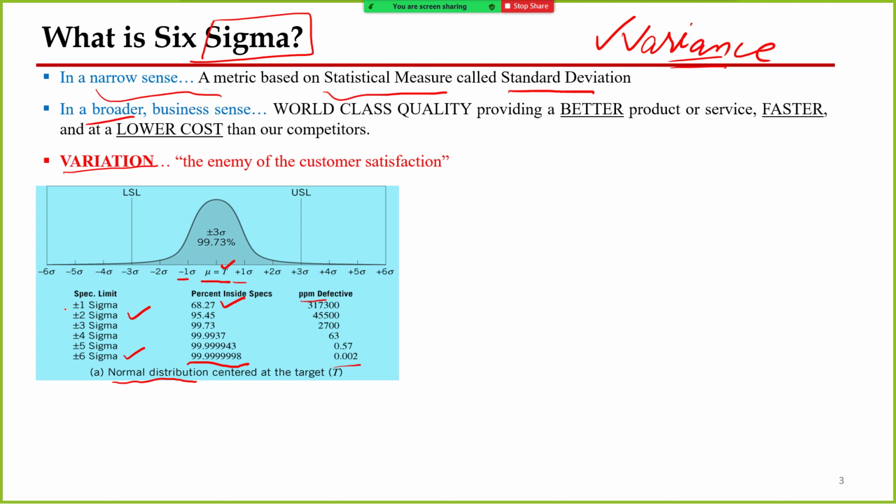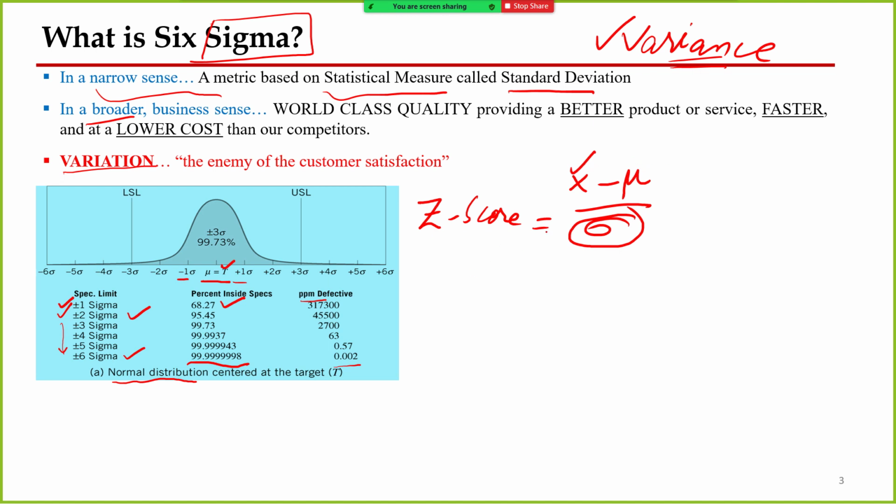Now the question is where this one comes from, where this two comes from, up to six. If I talk about the statistical perspective, if you remember in your statistics course, you calculate the z-score. And the formula of the z-score is x minus mu over sigma. If we interpret this z-score, it is the number of standard deviations your particular data point lies away from your mean value.